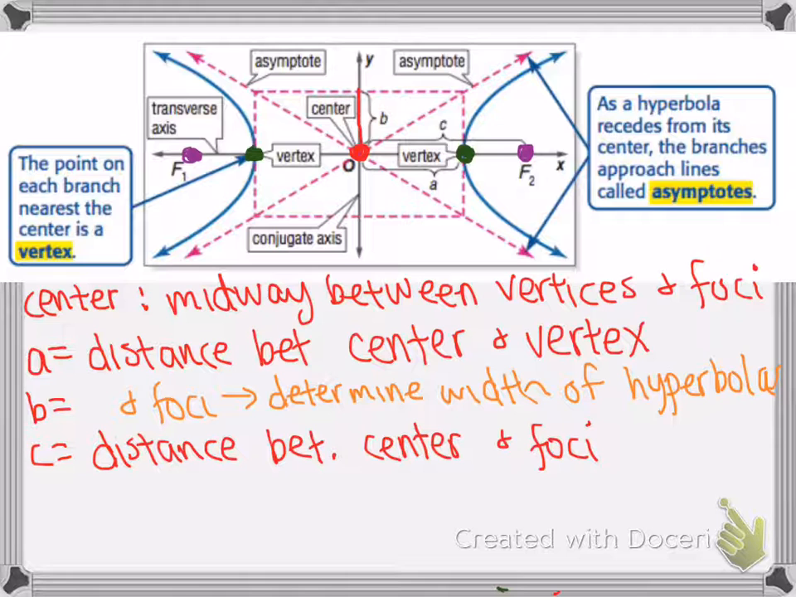What I'll often be given is maybe A and C, and then I have to find B, because B I need in the equation, but it's not as visually represented in this graph. The relationship between A, B, and C is the Pythagorean theorem. So A squared plus B squared equals C squared.